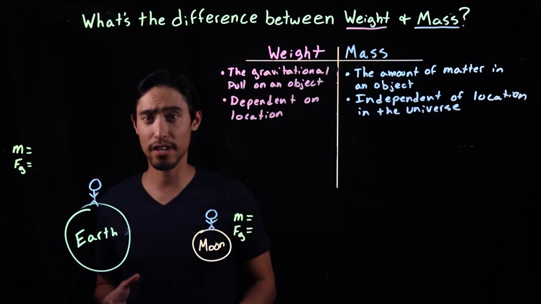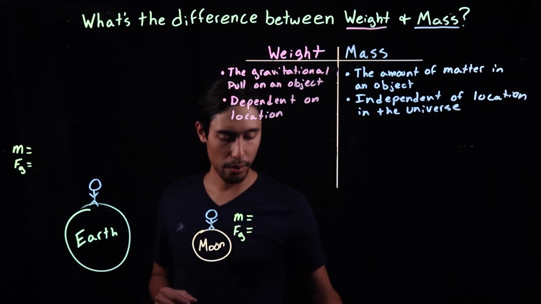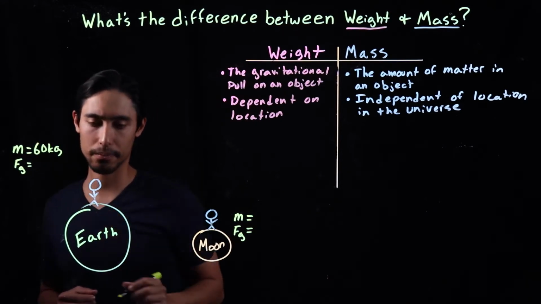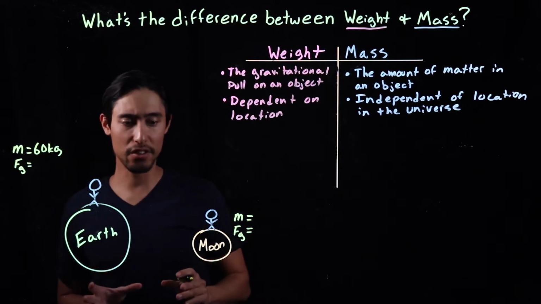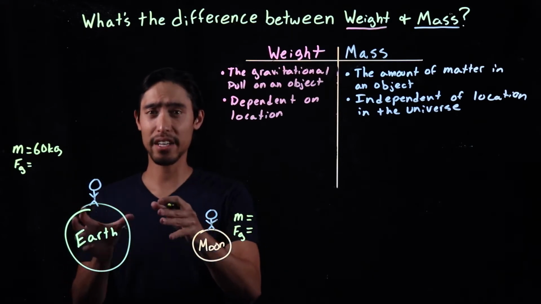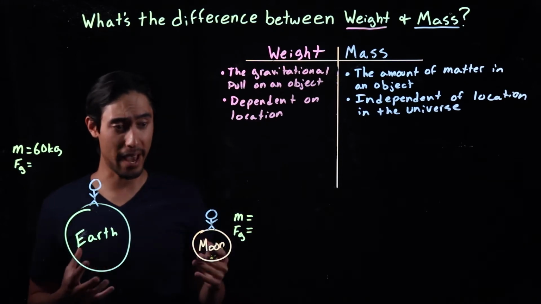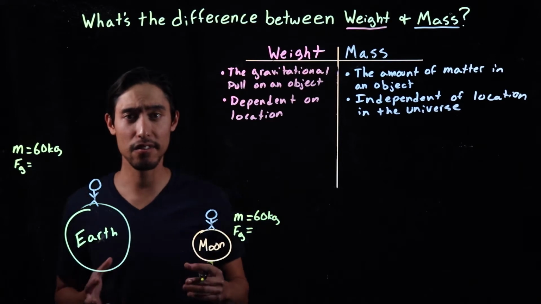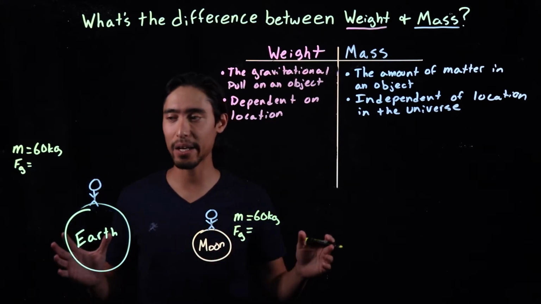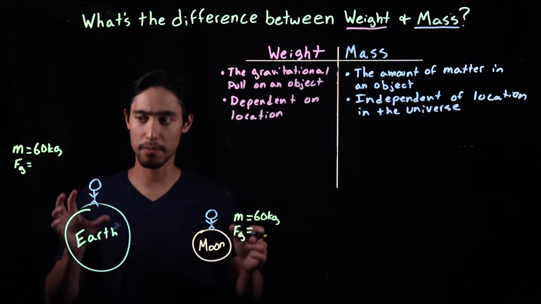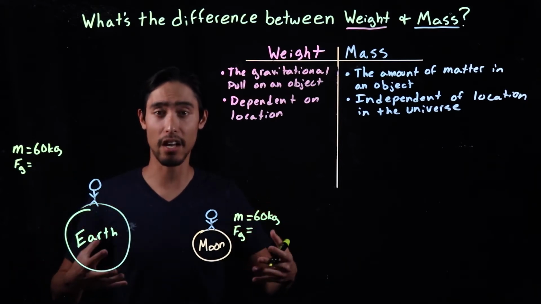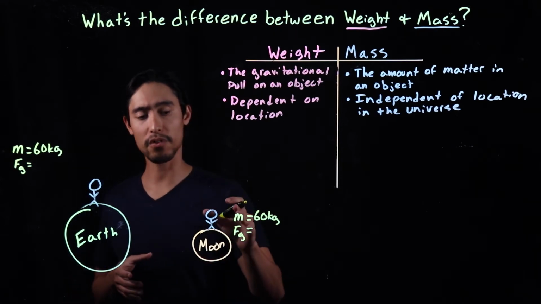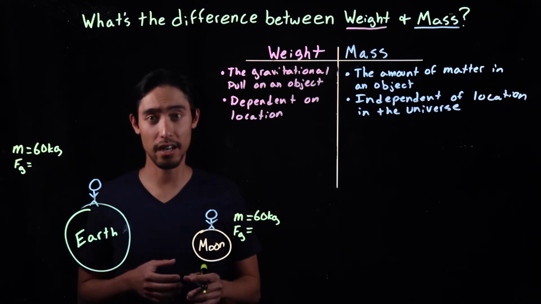So let's pretend that you're an astronaut, and here on Earth, you have a mass of 60 kilograms. And if you were to take a spaceship and go to the moon, the amount of matter in your body does not change. So that means the amount of mass does not change. You would still have a mass of 60 kilograms. And this is true if you went to any planet or anywhere in the universe. If the amount of matter or stuff in your body doesn't change, your mass does not change. But the force of gravity on your body, or your weight, does change.